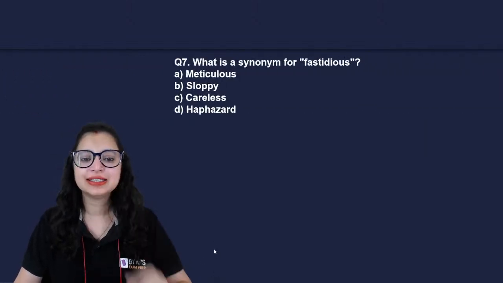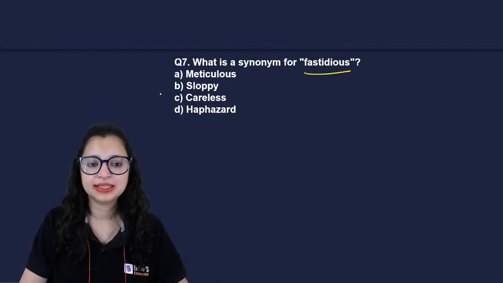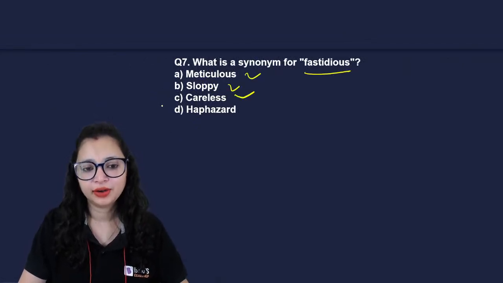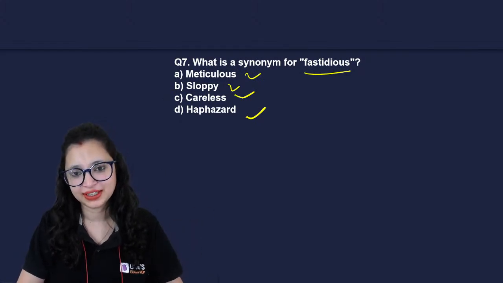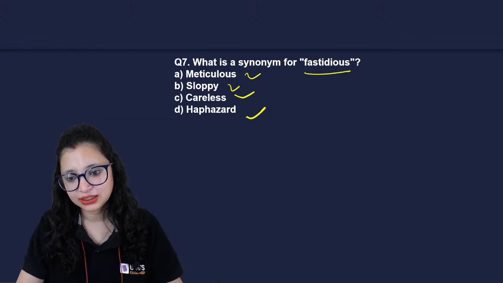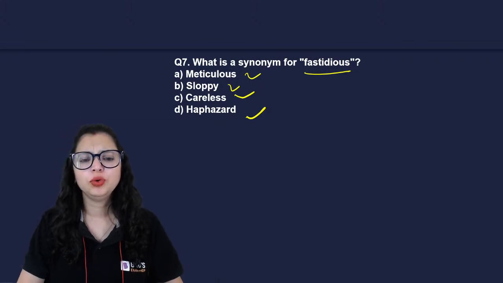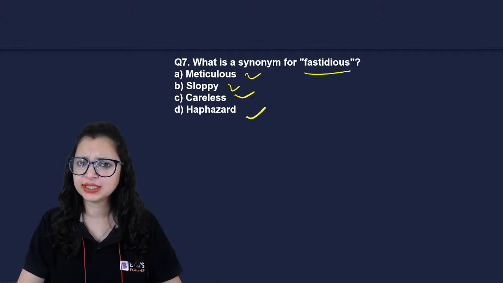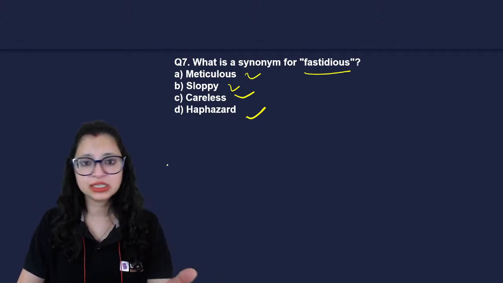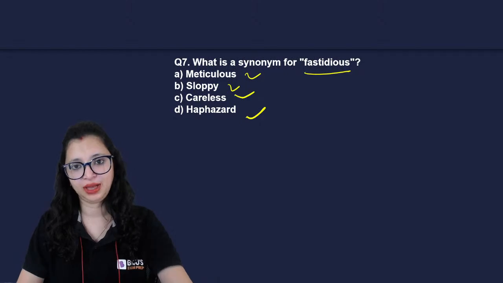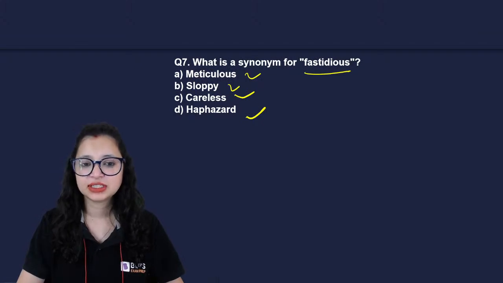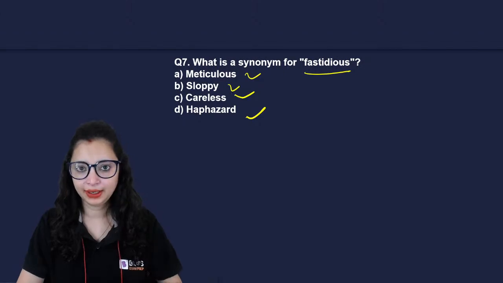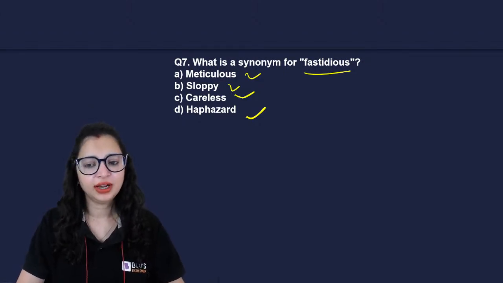Next question. Synonym to the word fastidious. Is it meticulous, sloppy, careless, haphazard? You can find out the synonyms and eliminate them from the answers. Madam, exam में इतना hard आता है क्या MH-CET? SAT perspicacious थोड़ा difficult हो जाता है इस exam के लिए, but then fastidious is a common word. ऐसा कुछ आ सकता है exam में absolutely. Fastidious, is it meticulous, sloppy, careless, or haphazard? Find the synonyms.